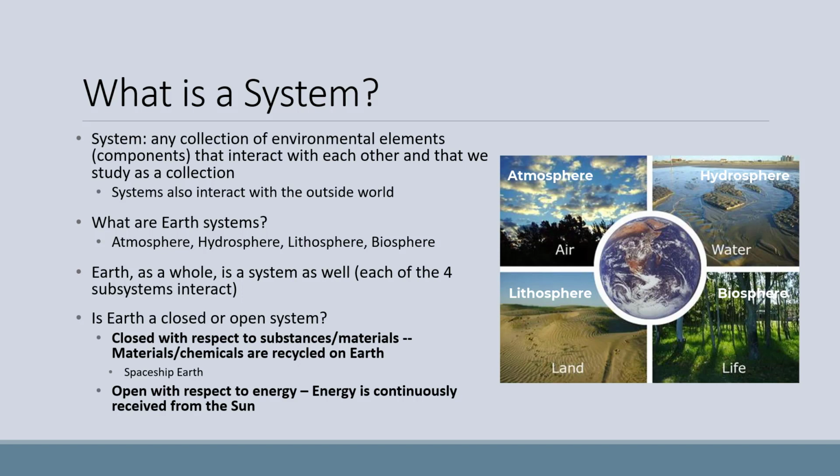The Earth as a whole is also a system. Each of the four subsystems, the lithosphere, the hydrosphere, the atmosphere, and the biosphere, all interact in this system. So is Earth a closed or open system? Well, it is closed with respect to substances or materials. Remember, materials or chemicals are recycled on Earth. This is the concept of spaceship Earth. But it is open with respect to energy. Energy is continuously received from the sun.